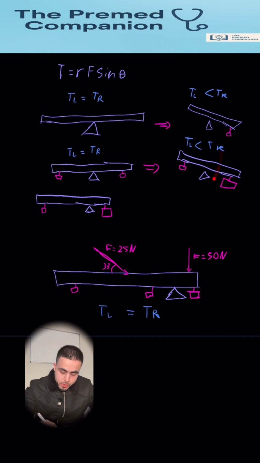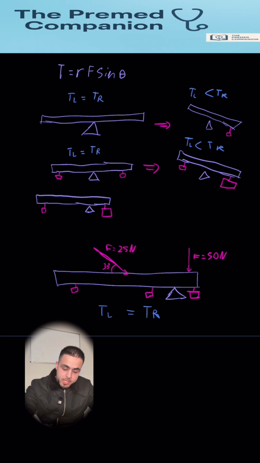If you understood this, then you're ready to tackle any sort of fulcrum or balanced beam question on the MCAT. The torques on the left will always equal the torques on the right. Even though here we have 1, 2, 3 torques, and here you have 1 and 2, these torques will necessarily be equal because the beam is balanced.